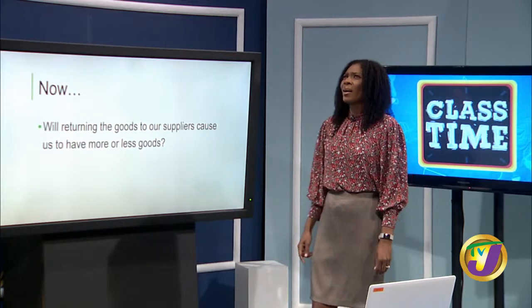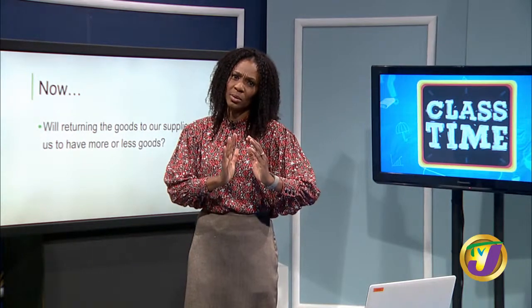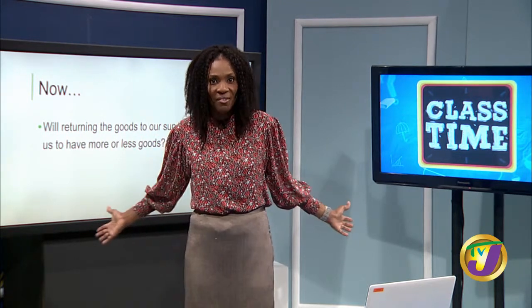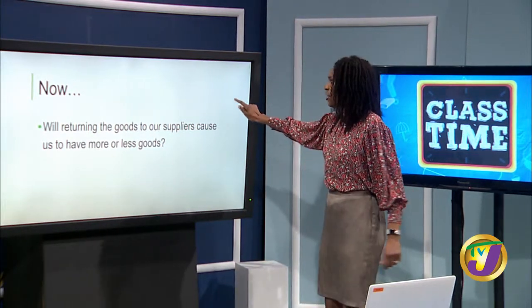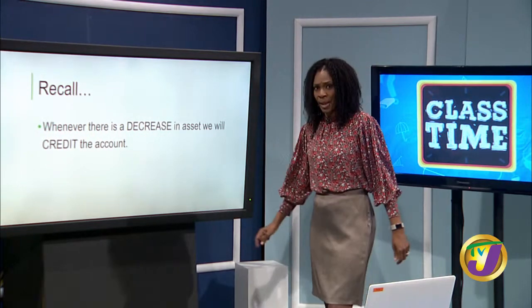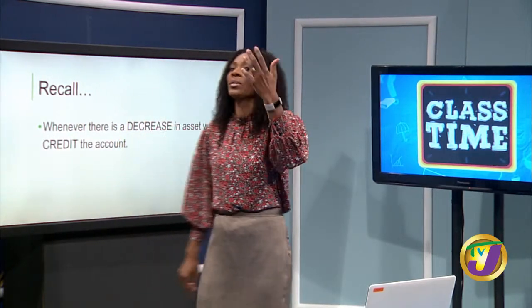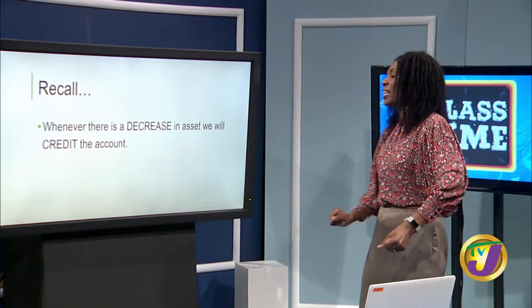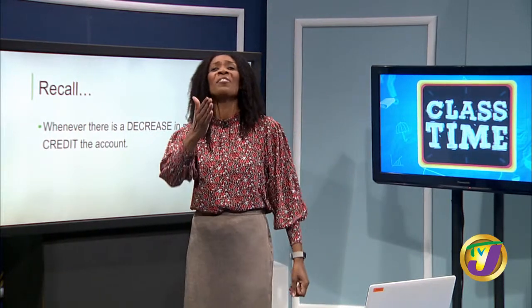Now, students, returning the goods, will it cause the business to have more goods now or less goods? We return it. Less. Good, because we no longer have it on the shelf or in the warehouse, don't we? Now, students, it therefore goes to reason that this returns outward is going to have an effect on the amount of stock that we have. A decreasing effect. What does the double entry rule say again? Whenever there's a decrease in asset, we will do what? Credit the account because we have less.